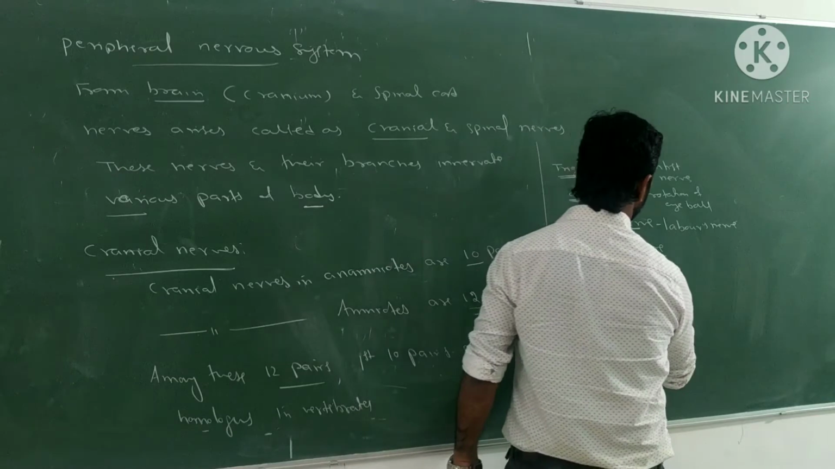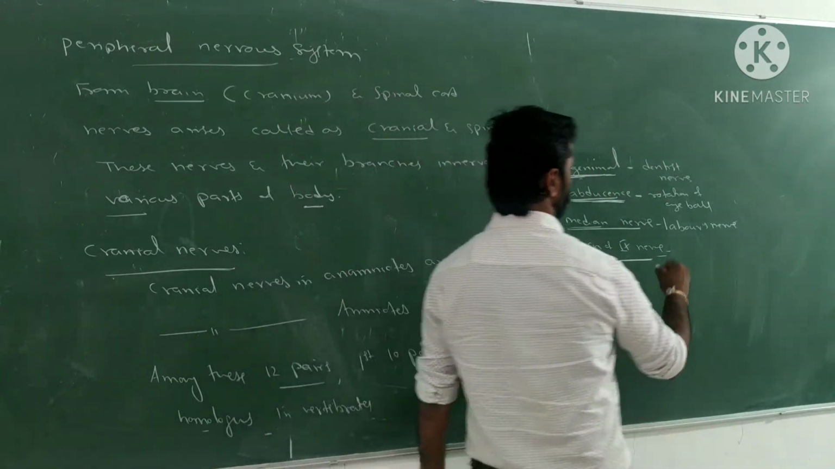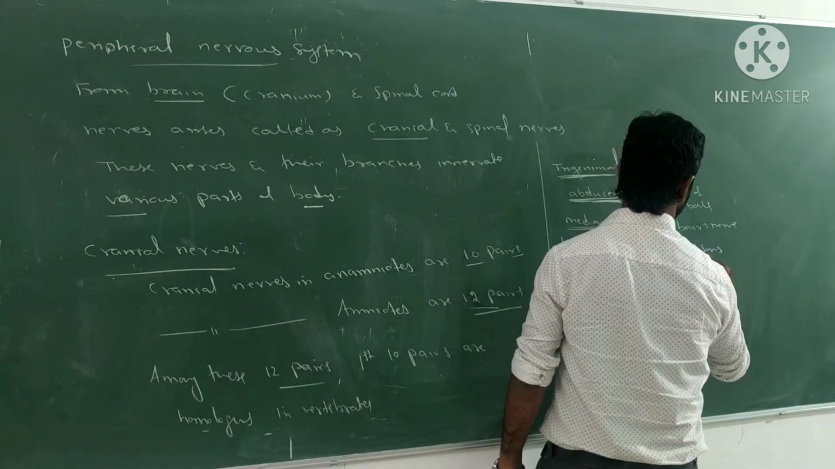Then the branch of the ninth cranial nerve is called Jacobson's nerve.